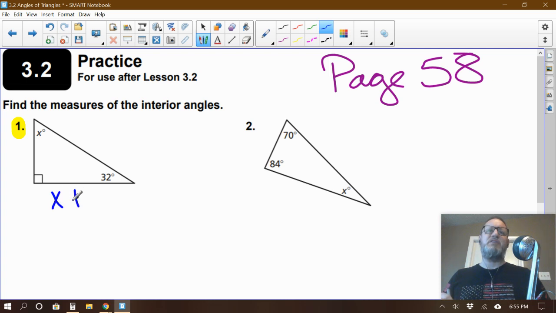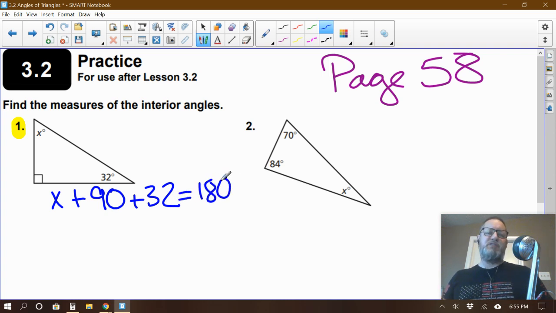They gave us an x. They gave us this box here. Do you remember what the box means? That's 90 degrees. That indicates a right angle. Plus this 32. Okay, and of course, that's supposed to equal 180 degrees. So let's simplify here. x plus, well, what's 90 plus 32? That's 122 degrees equals 180.